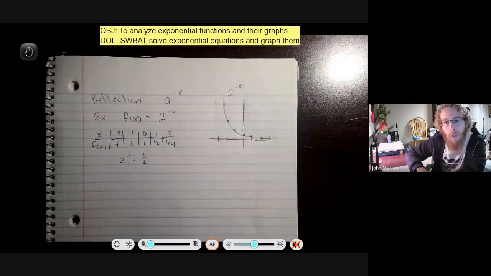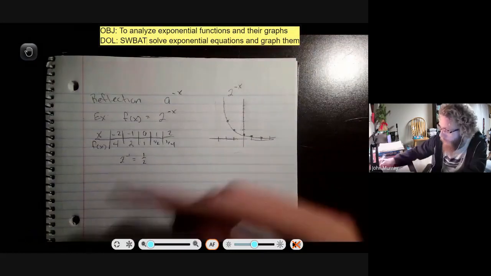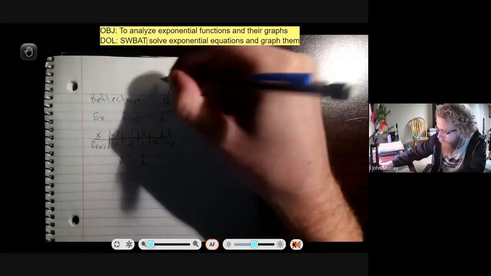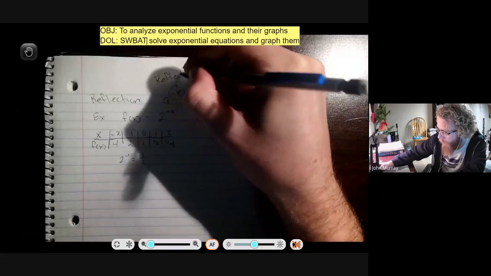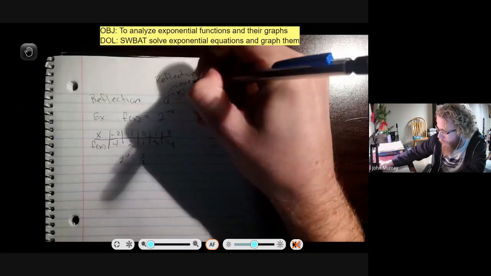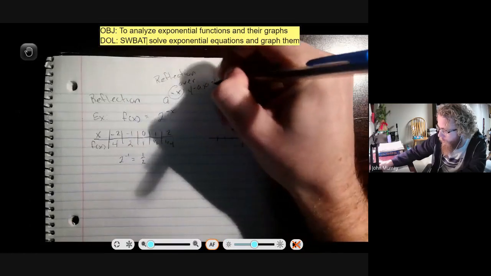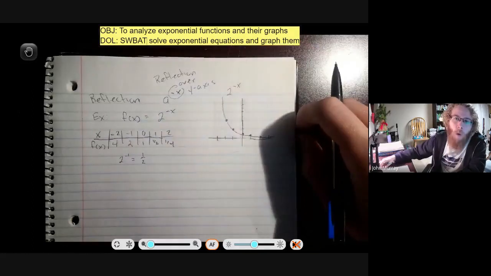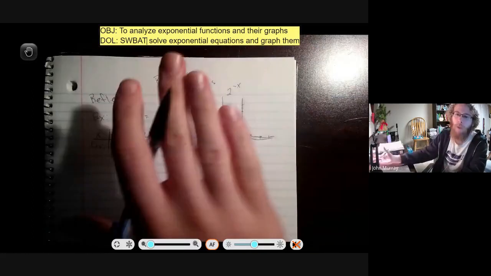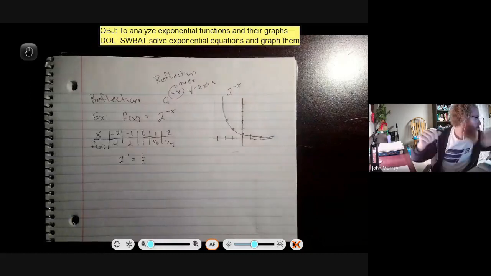So there we have our reflection. I almost said inverse, but technically it's not an inverse. Anytime we see this, it's a reflection over the y-axis. We flipped it from one side to the other.